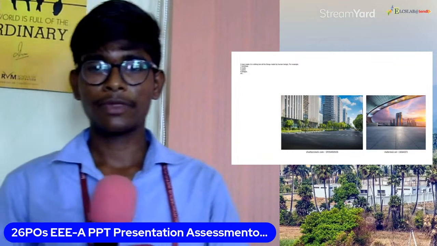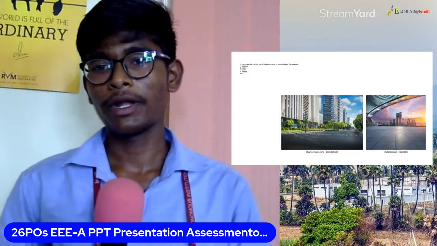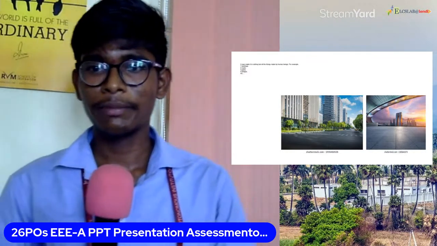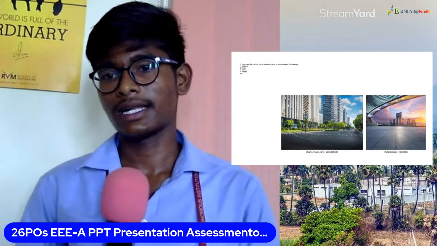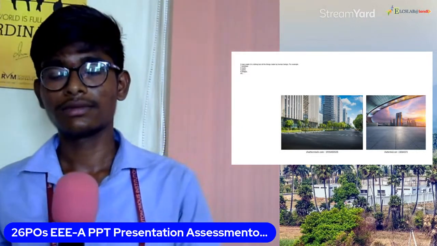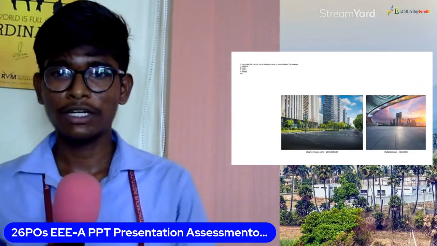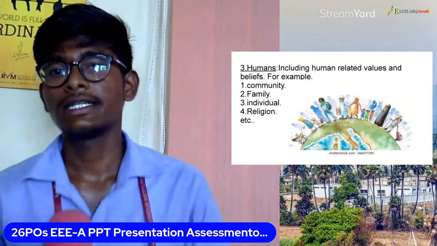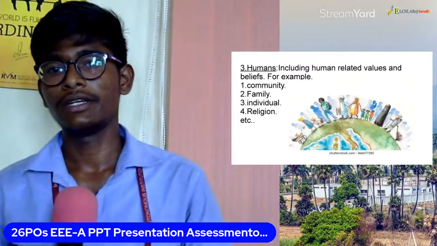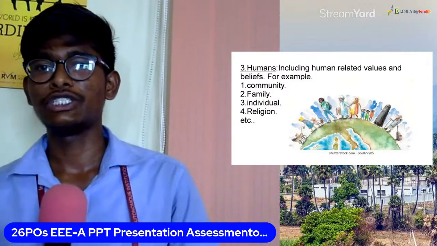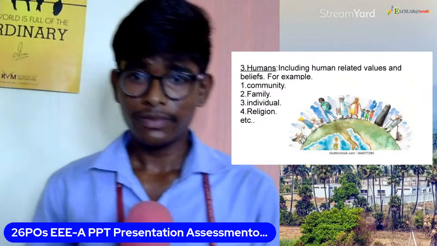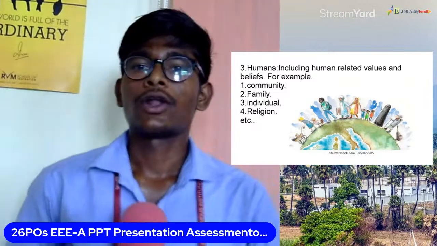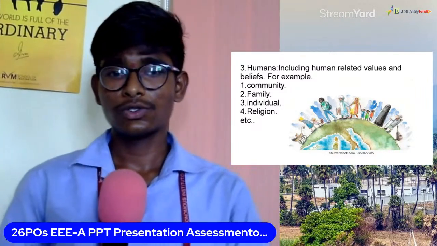Man-made components are nothing but the environment which is built by human beings, like the many buildings, roads, railways, and bridges we are constructing nowadays. These all come under the environment made by human beings. Let us go to the third component, humans. It includes human-related values and beliefs, for example community, family, individuals, religions, etc. And nowadays we are constructing so many fields.